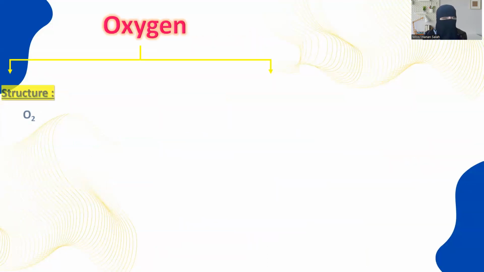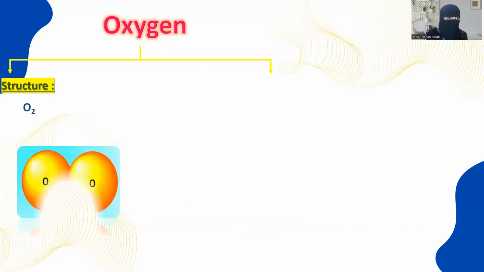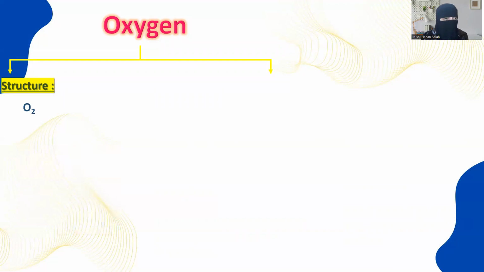What about oxygen gas? Oxygen is a very, very important gas for us. So its structure is O2. What is the meaning of O2? It consists of 2 atoms of oxygen. That's the structure of oxygen. What about its percentage? We said 21%. What about its source? From where do we get oxygen gas?